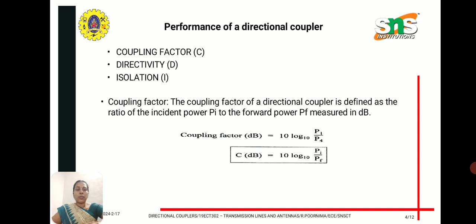These are some performance parameters of directional couplers: coupling factor, directivity and isolation. The coupling factor is the ratio of the incident power to the forward power, measured in decibels. We consider the input power and the forward power, that is, the power given to the coupled port. In dB it can be written as 10 multiplied by log base 10 of P1 by P4, or Pi divided by Pf. This is the coupling factor.